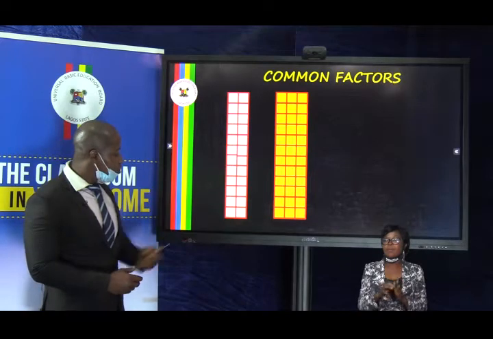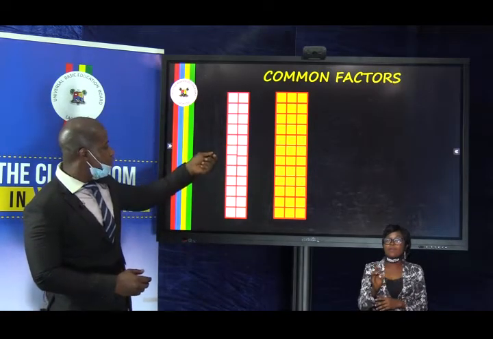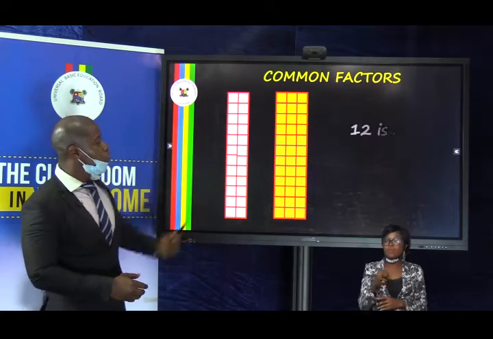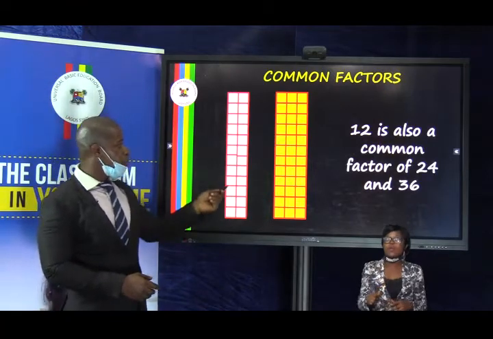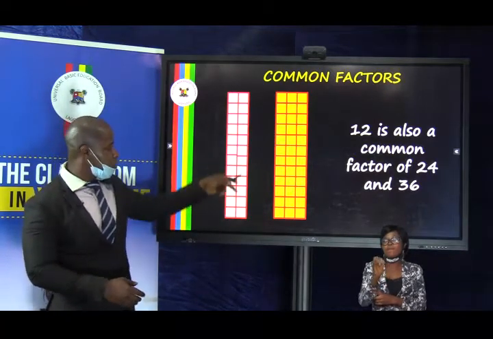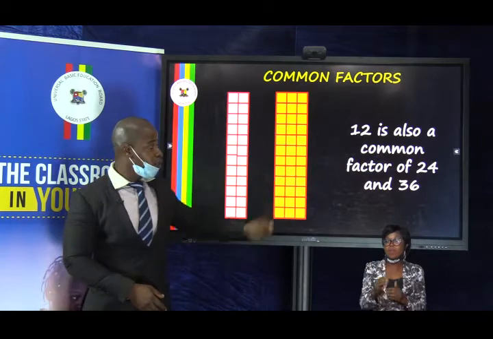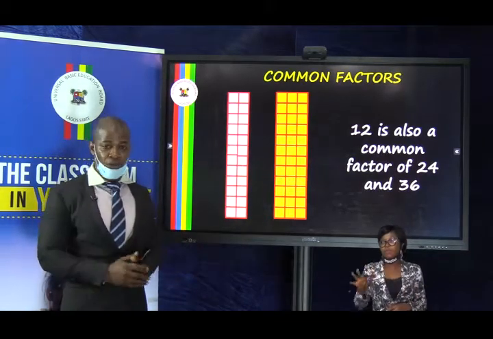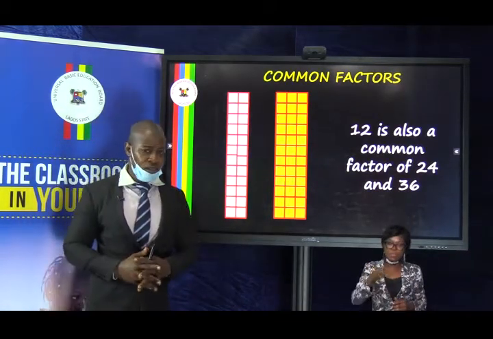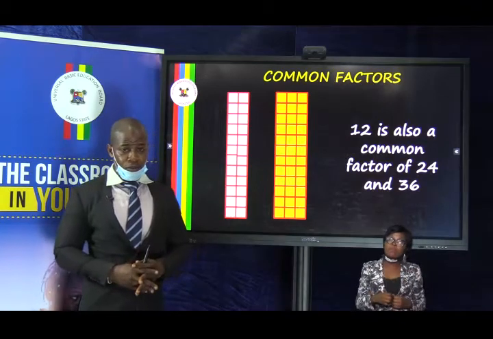Count quickly. 1, 2, 3, 4, 5, 6, 7, 8, 9, 10, 11, 12. Of course, 12 is a common factor because I'm able to arrange my 24 in 12s. I'm also able to arrange my 36 in 12. This is exactly what we call a common factor. And we need common factors a lot in mathematics.